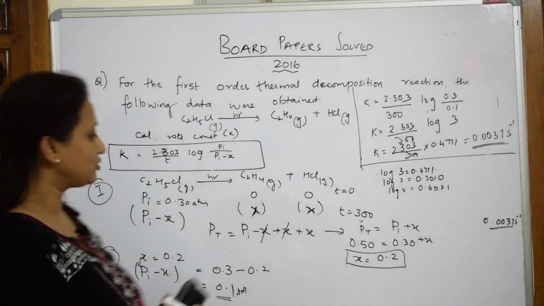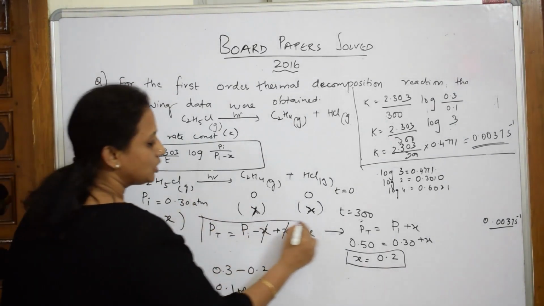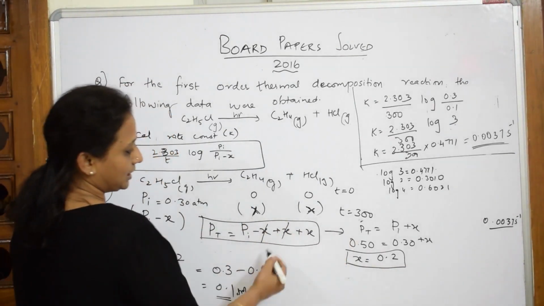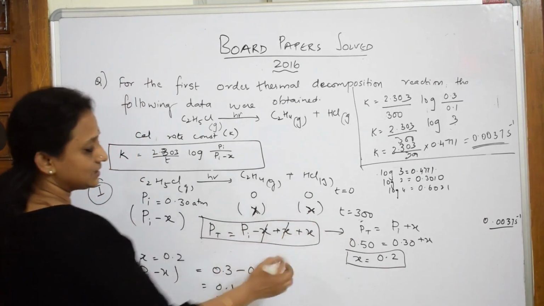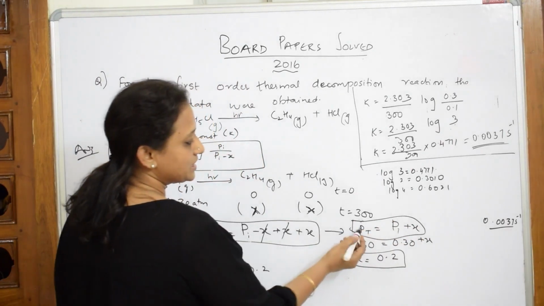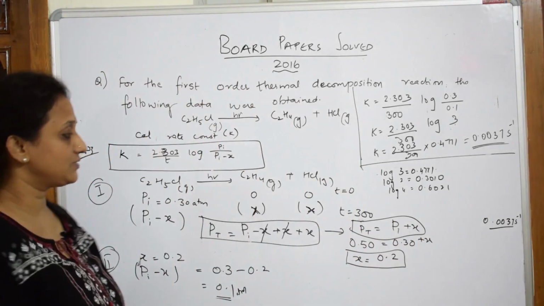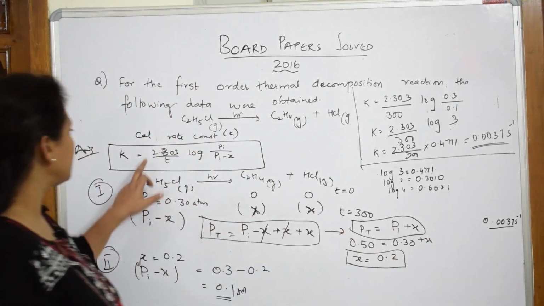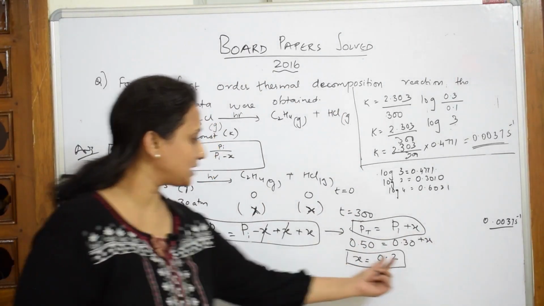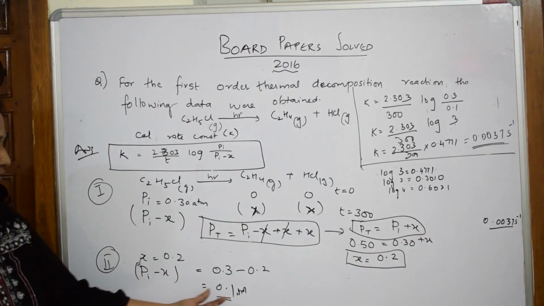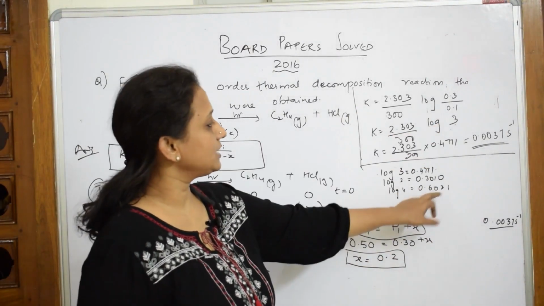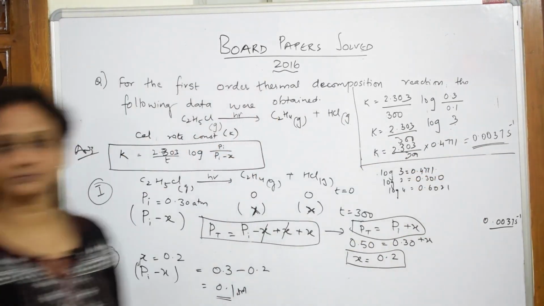After that, I found from the formula that PT is equal to the total of everything, so Pi minus X plus X plus X; cancelling, I'm left with PT is equal to Pi plus X. Now what is PT given in the table? PT given in the table is 0.5, Pi given is 0.3, plus X. I got the X value, took that X value and substituted it in the formula. I got 0.1. I took the same thing and substituted it in the formula. Log 3 is already given, so I've got the answer.